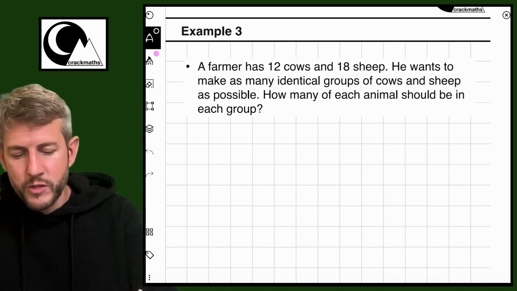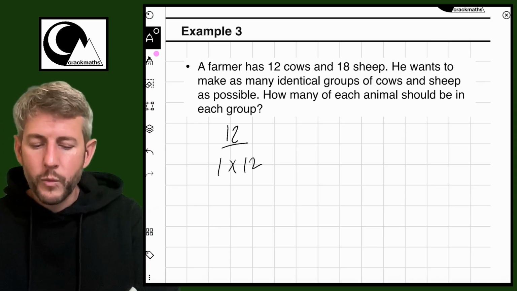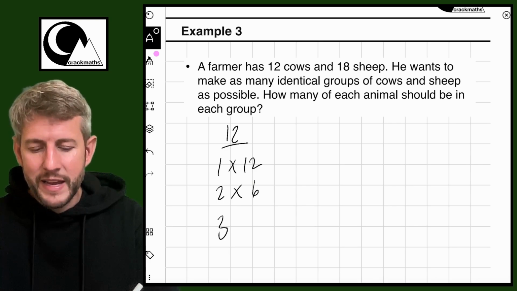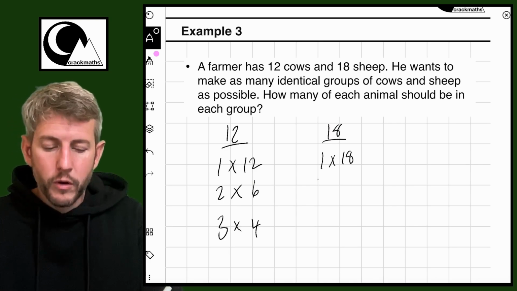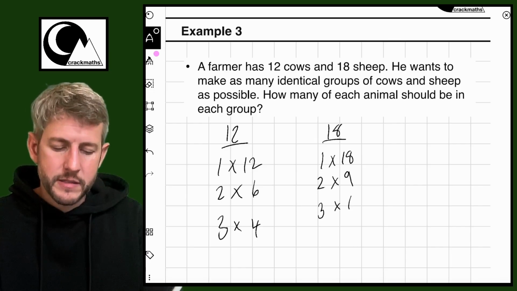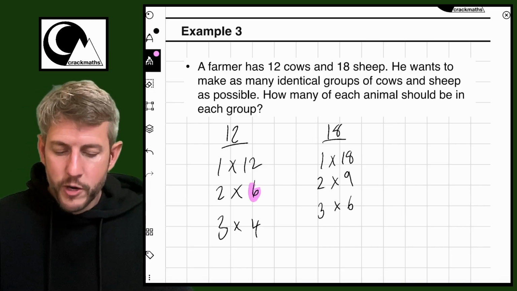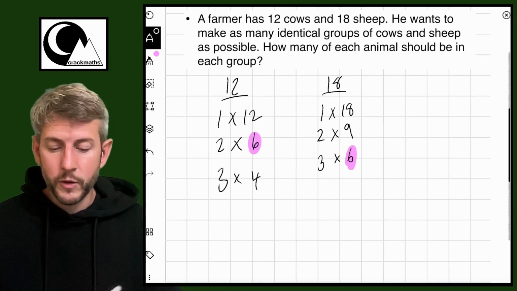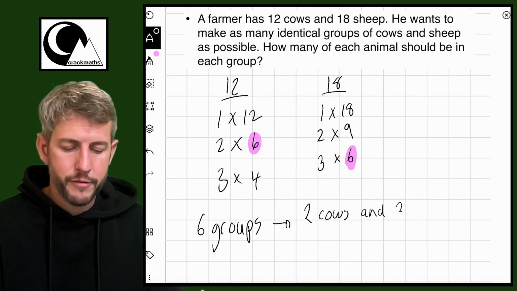So let's do 12 into factors first. We've got 1 and 12, we've got 2 and 6, we've got 3 and 4. For 18, we've got 1 and 18, we've got 2 and 9, we've got 3 and 6, and that's that. So the highest common factor in both of these is the 6. That tells us that we can get 6 groups that are all going to be identical, and in each group, there's going to be 2 cows and 3 sheep.